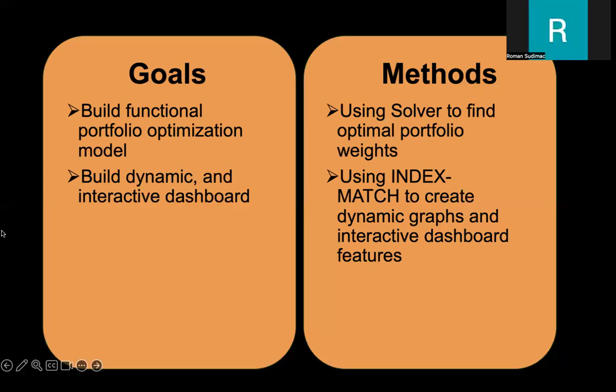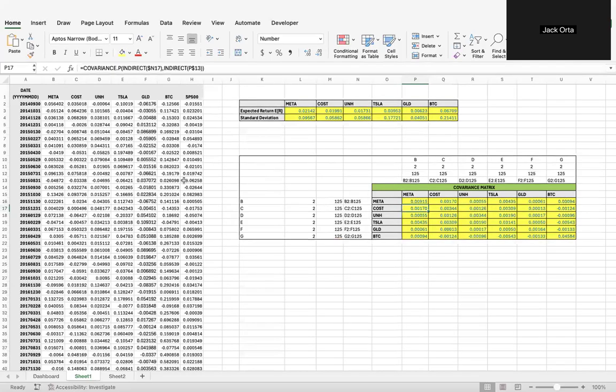Some of our goals with this project were to build a functional portfolio optimization model and to have it be dynamic with an interactive dashboard. The first method we used was using Solver to find optimal portfolio weights, and then we used index match functions to create a dynamic set of graphs and an interactive dashboard. This takes us to where we actually ended up with our workbook, and we're going to share our workbook now.